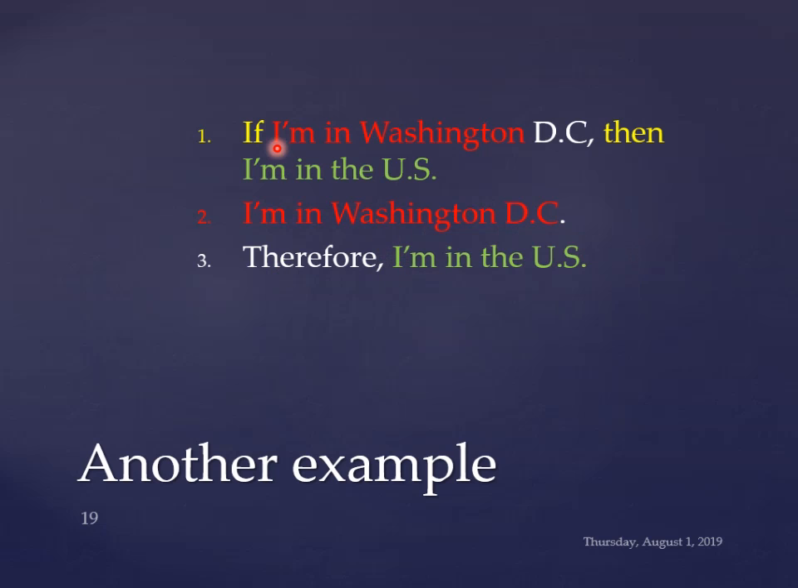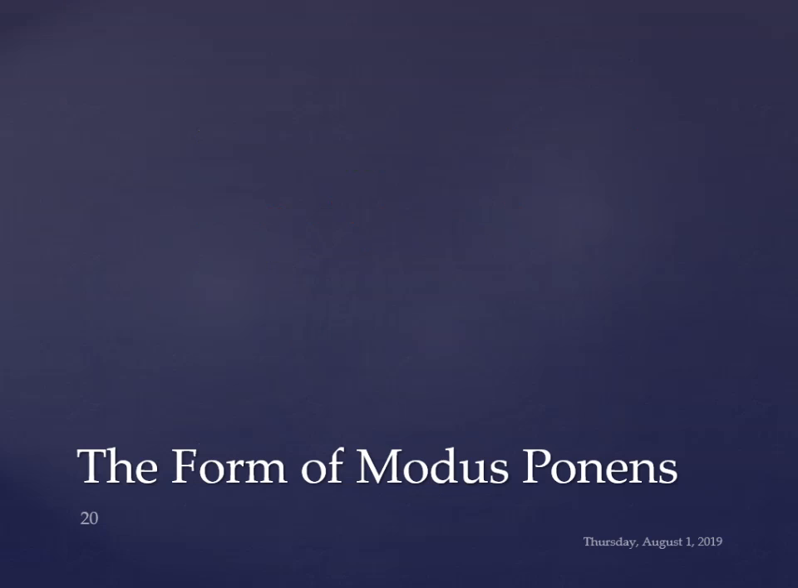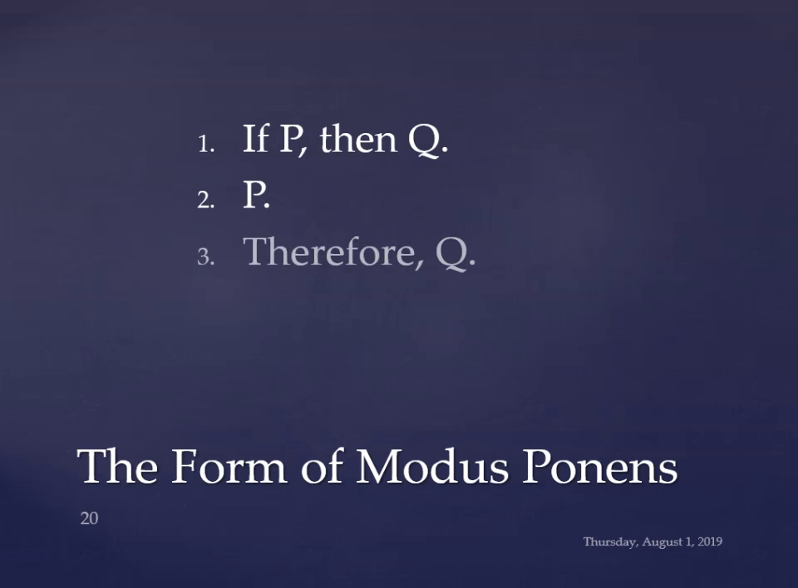Okay? We also have this little if-then statement going on in premise 1. This type of argument form is a famous one that you should get to know right away. It's the form of modus ponens, right? Modus ponens is a form that looks like this. We have premise 1, it says if P then Q. Premise 2 says P, therefore Q.